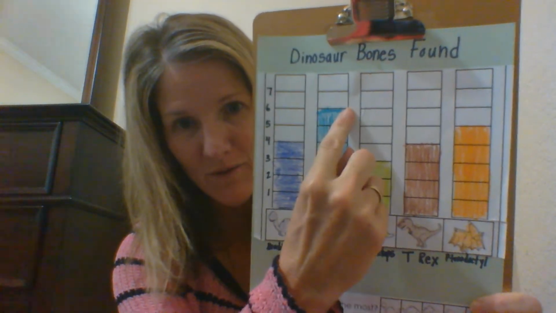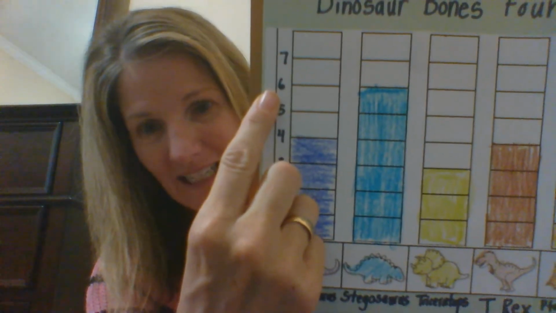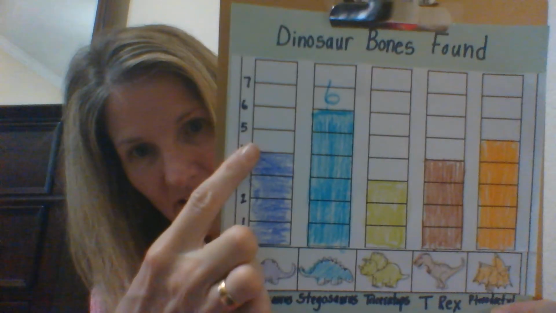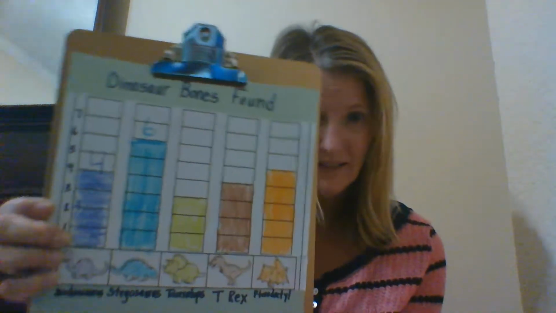So what did we have the most of? Stegosaurus. Look, because we go over here and we move our finger across. Easy peasy. It is 6. And how many Brachiosauruses did we have? Easy peasy. 4. Remember, it's always good to put our totals at the top, right? So it's easy to see.